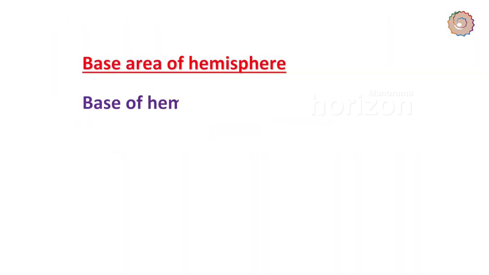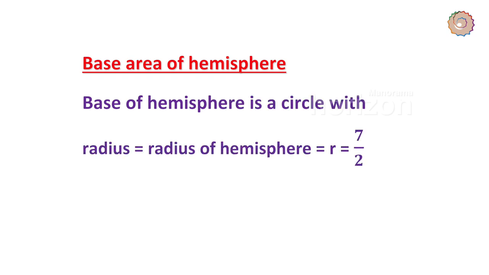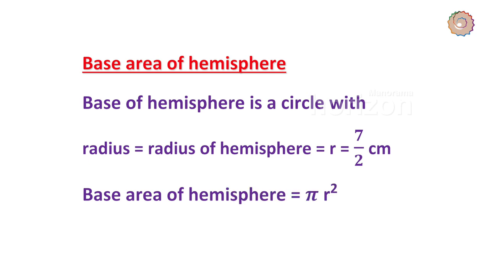Now we need to find the base area of the hemisphere. The base of the hemisphere is a circle with radius equal to the radius of the hemisphere, that is equal to 7 by 2 cm. Now the base area of the hemisphere is equal to pi r square. Substituting the values, 22 by 7 into 7 by 2 into 7 by 2, which is equal to 77 by 2 cm square.